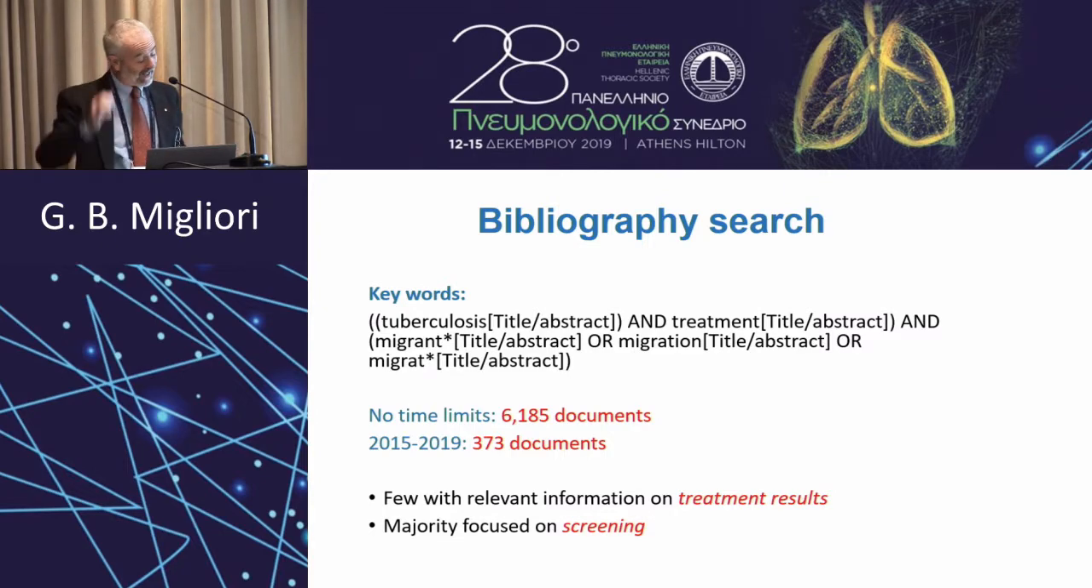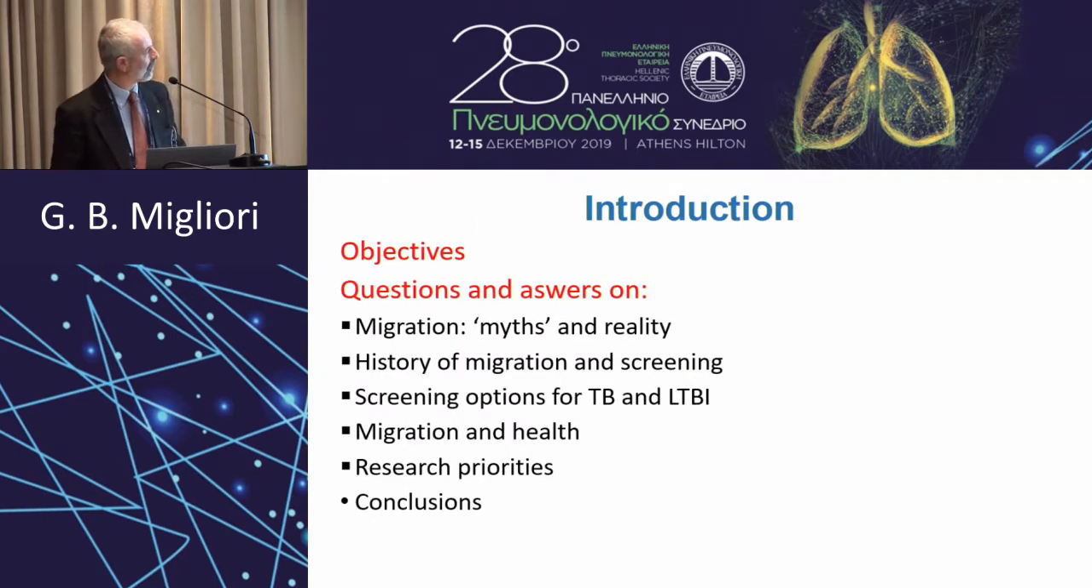So I made a bibliography search before coming using TB migration, etc. And it came out that there are over 6,000 articles published, a lot. So it's really difficult to summarize this in half an hour. So I will try my best. The majority of the papers have information on treatment, on screening, and few on treatment results or yield of screening, which are the issues which are more important for us.